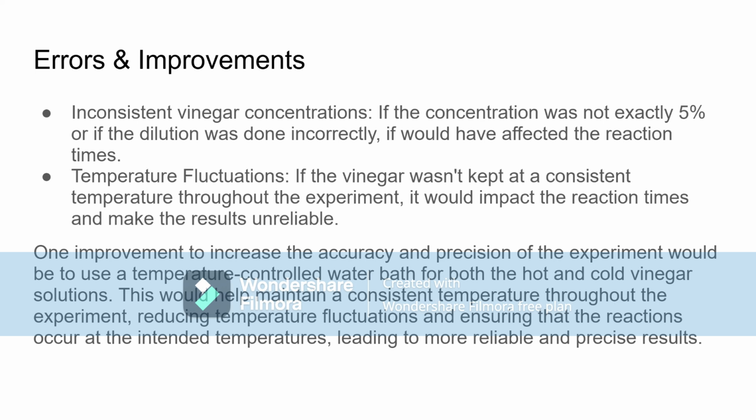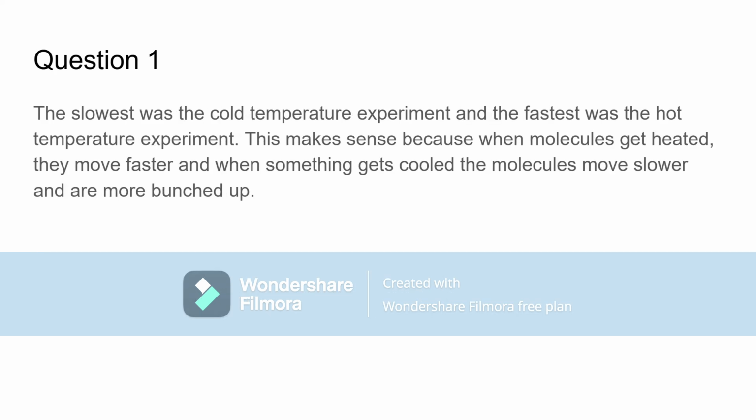One improvement to increase the accuracy and the precision of this experiment would be to use a temperature-controlled water bath for both the hot and cold vinegar solutions. It would help maintain a consistent temperature throughout the experiment, reducing the temperature fluctuation and ensuring that the reactions occur at the intended temperatures. This would ultimately lead to more reliable and precise results.